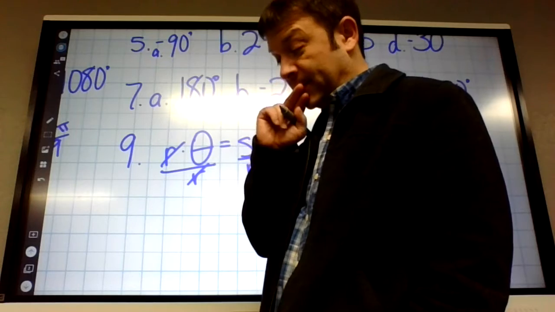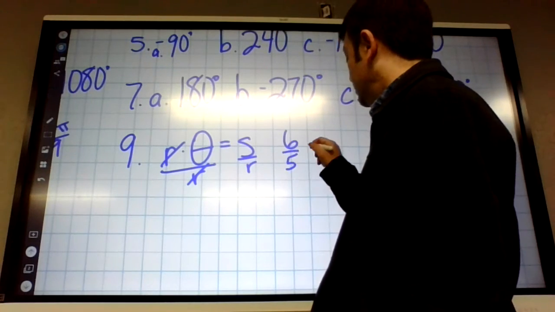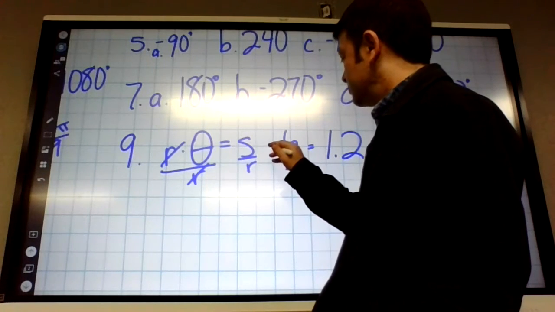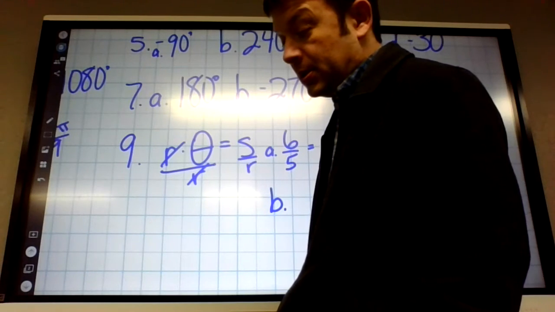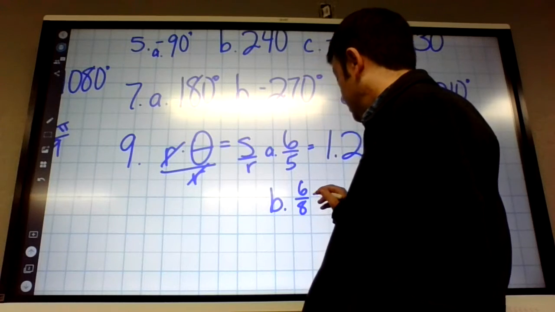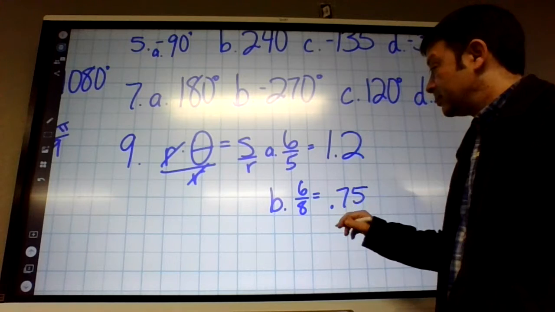So on 9a, it's 6 divided by 5, which equals 1.2. And then on b, it is 6 divided by 8, which equals 3/4, which equals 0.75.